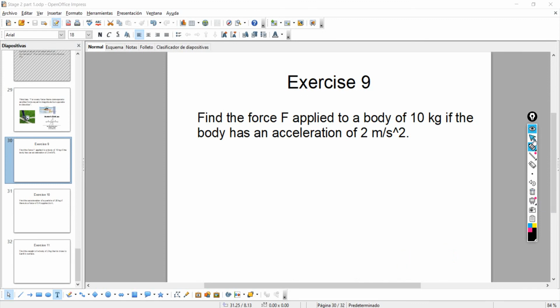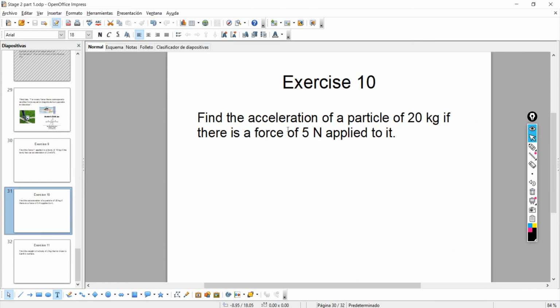Okay, next exercise. Exercise number 10. It's a very similar exercise. Find the acceleration of a particle of 20 kilograms. Let's draw the particle. Let's write down its mass, 20 kilograms, if there is a force of 5 newtons applied to it. So now we have the mass of the particle and we have the force being applied on the particle, which is 5 newtons. And they want me to find the acceleration of the particle.